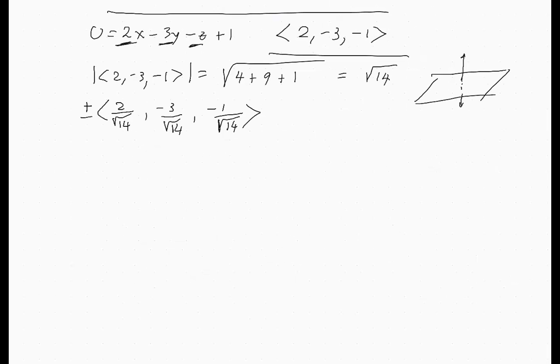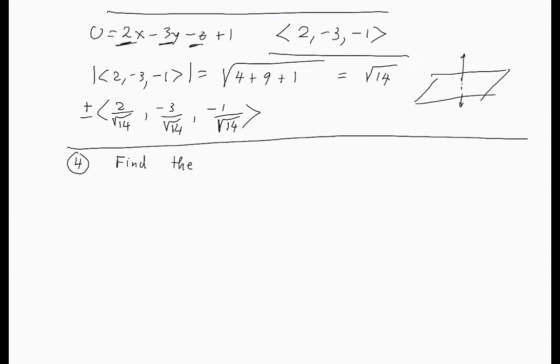Let's go to the last problem, problem number 4. It says to find the intersection of the planes. The intersection of two intersecting planes is a line, so we're looking for the vector equation of the line. Find the intersection of the planes x plus y plus z is equal to 2, and x plus 2y minus z is equal to 1.